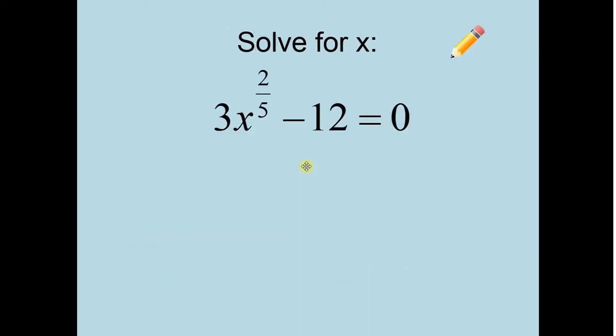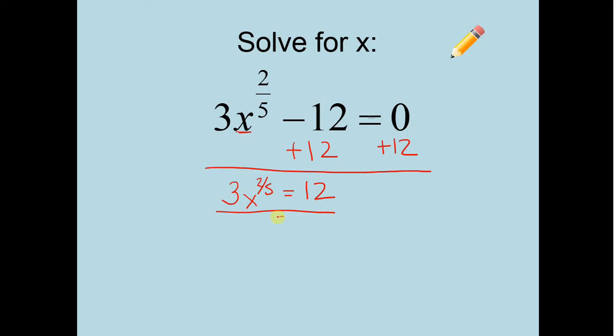So let's jump in. Let's do the first problem together. The very first thing you're going to want to do is get x alone. So let's add 12, just normally like you would have done. And you're going to have 3x to the 2/5 equals 12. My next step, that's right, we're going to divide by 3. We're going to have x to the 2/5 equals 12 divided by 3, that's 4.